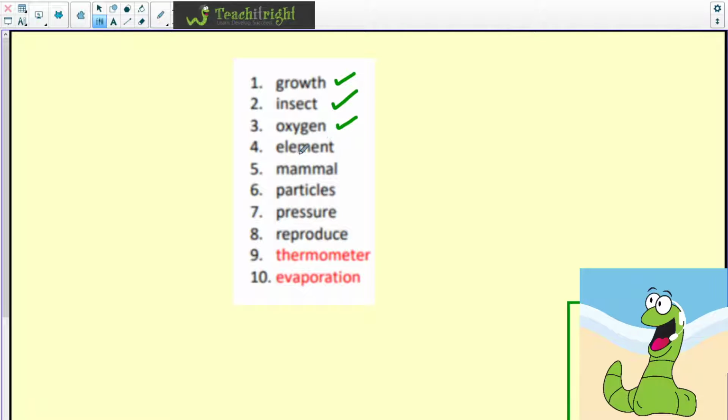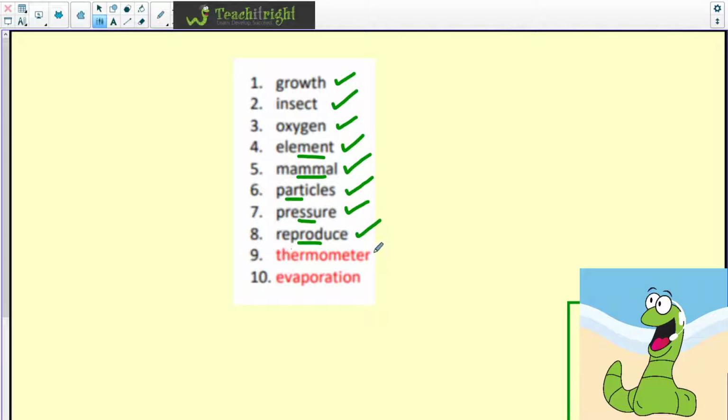Always look for your shy words. We've got men, of course, in element. We've got mammal, make sure it's got 2 M's. Particles contains the word art. Just look carefully at those spellings. Pressure, make sure you've got 2 S's, double consonant there. We've got rod, of course, in produce.